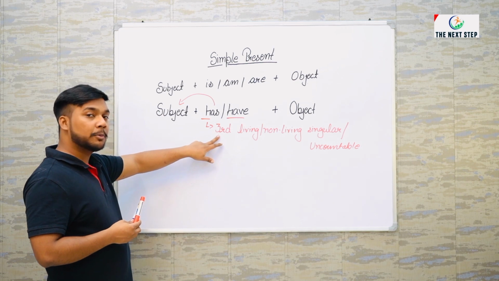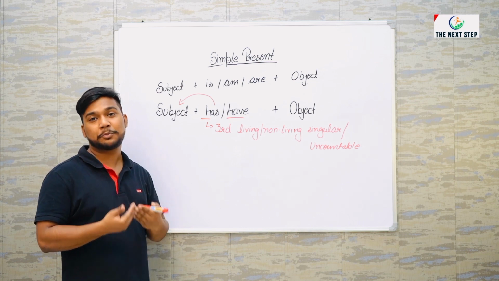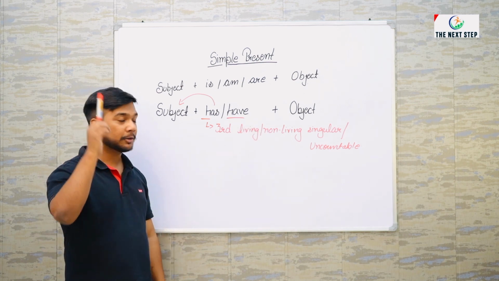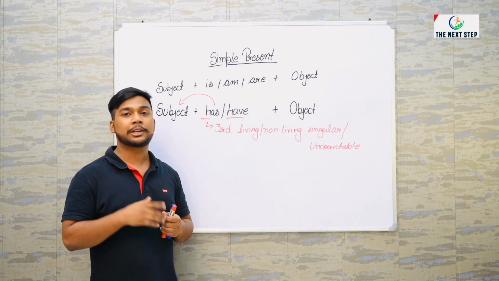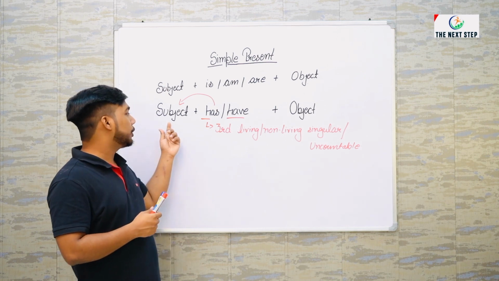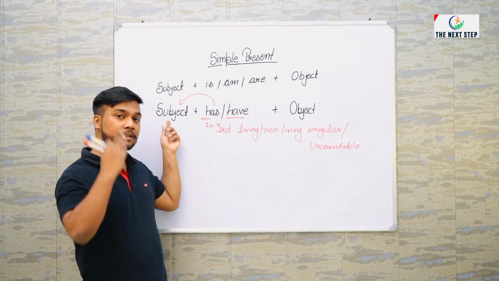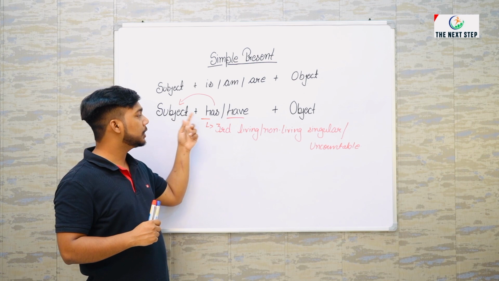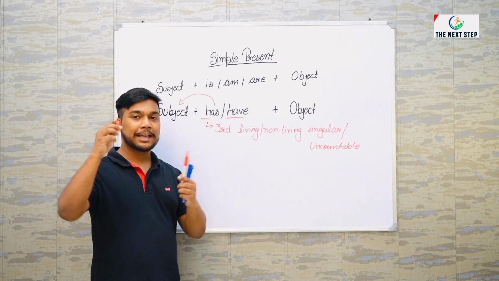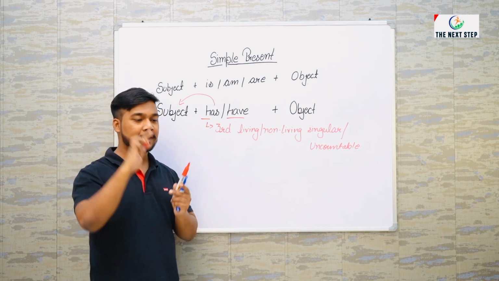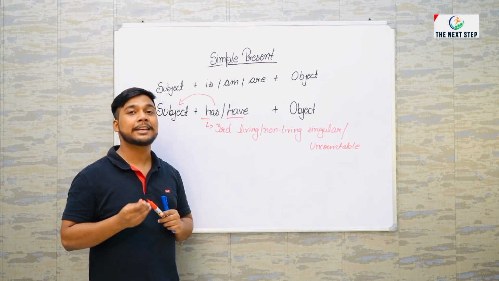So when we talk about third, living, as you already know, living means things which can breathe, like human beings. Non-living, like a marker. And we also have uncountable, something which cannot be counted, like water. I can say water has minerals. Water is third: first, second, third is water. Water has minerals. You can talk about non-living also, like my marker has a red cap. First, second, third, singular. So my marker has a red cap.